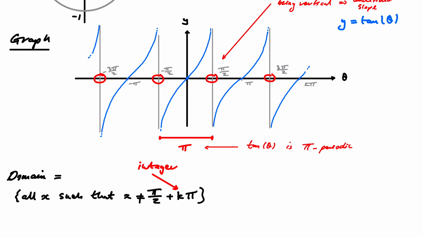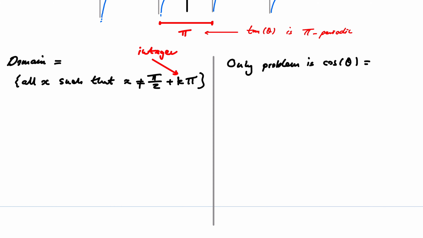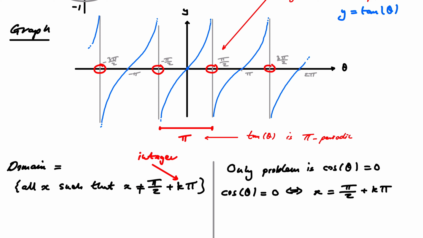So as I said, the only real problem is the cosine being 0. And that's exactly what we're picking up here. So we're basically just listing the same thing as the zeros of cos. So the only problem is cos of theta is equal to 0. And as I said in the previous video, cos of theta equals 0 if and only if x is equal to pi over 2 plus k pi. And we can see it in this picture above, right? Very nice, very nice.